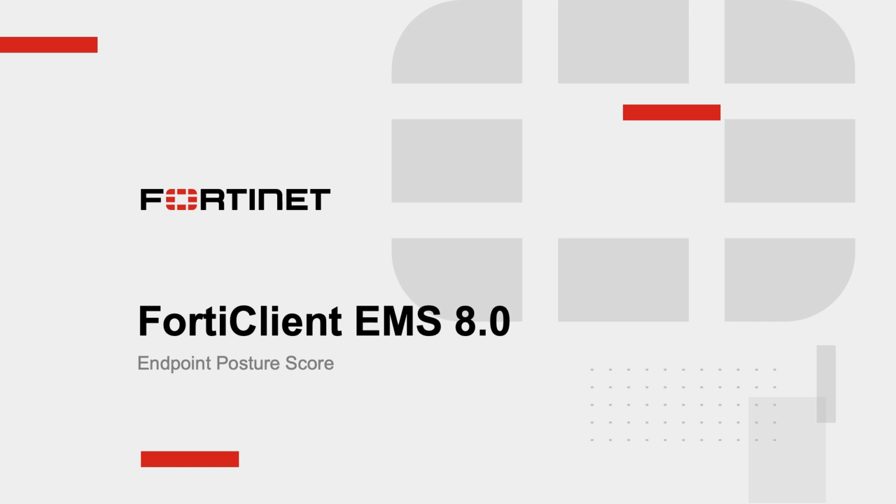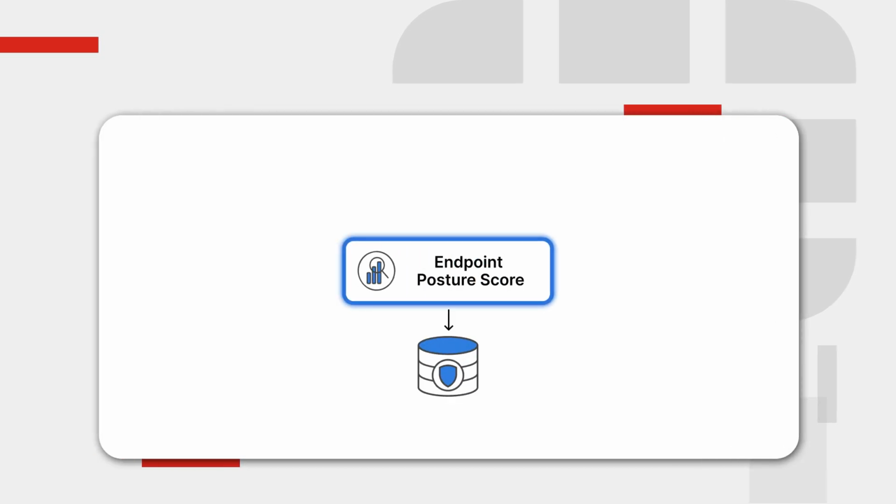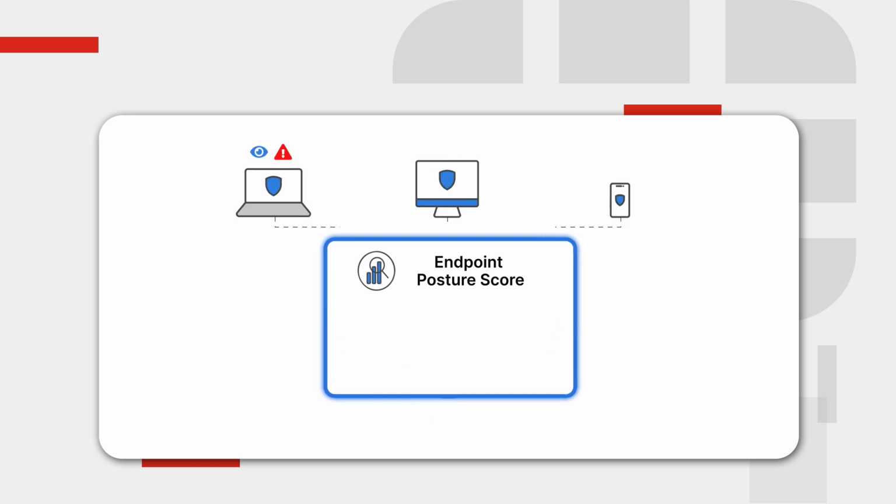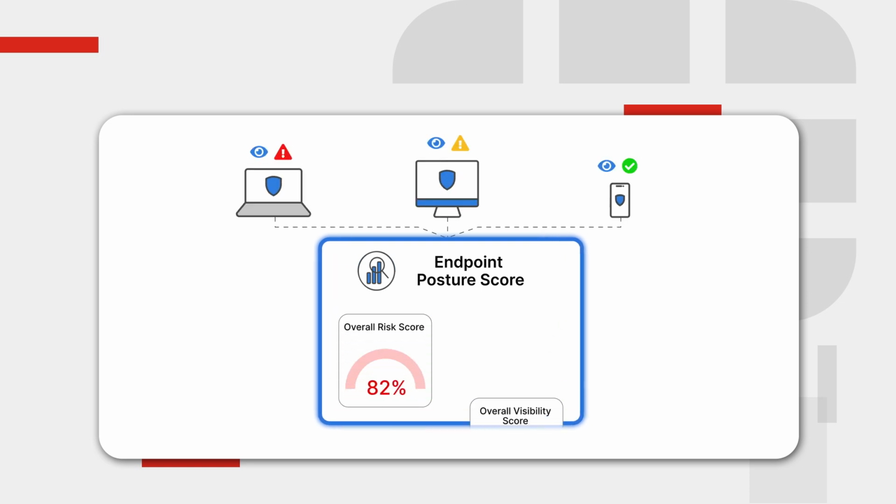Hello and welcome. In this video, we will learn about Endpoint Posture Score in FortiClient EMS. The Endpoint Posture Score is a newly introduced feature available on the EMS 8.0 dashboard. With this feature implemented, EMS now provides a streamlined and user-friendly way for customers to view the consolidated posture and risk status of their endpoints.